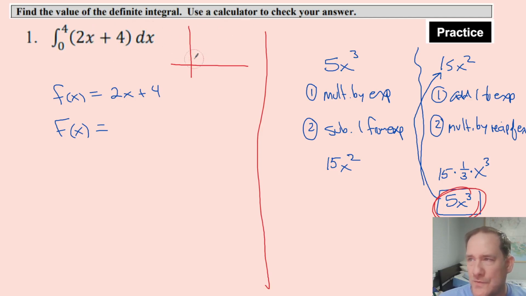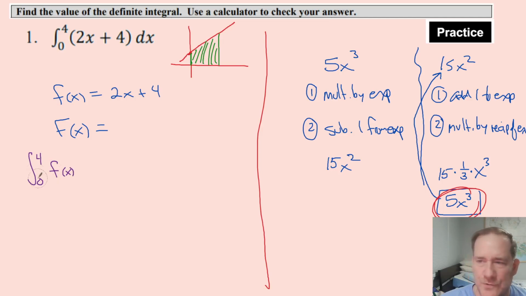So 2x plus 4 would be some line that behaves something like this. So when they say they want the definite integral that goes from 0 to 4, they're actually after the area that goes from 0 out to 4. They want this hunk of area. And to find that area, they said to apply the fundamental theorem of calculus. And the fundamental theorem of calculus says that the integral that goes from 0 to 4 for some function f of x, I'm going to do it sort of weirdly.